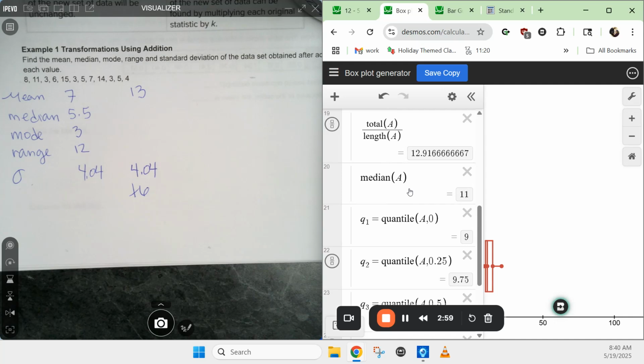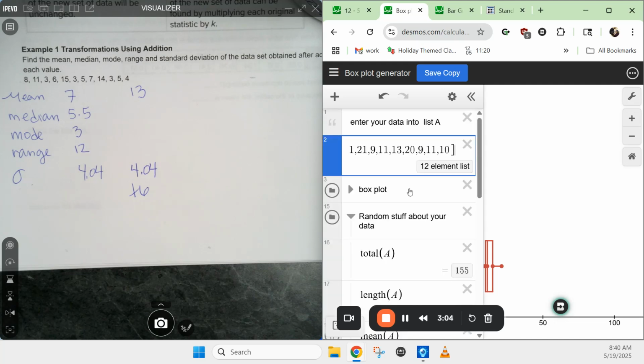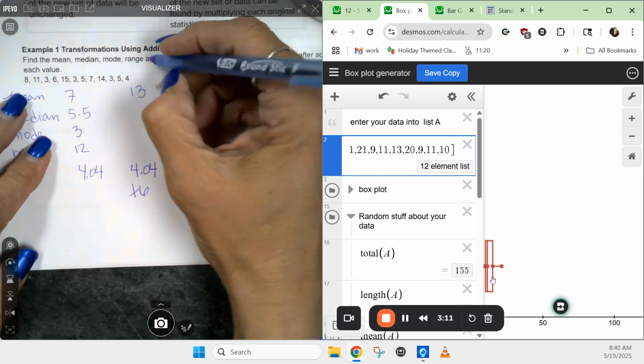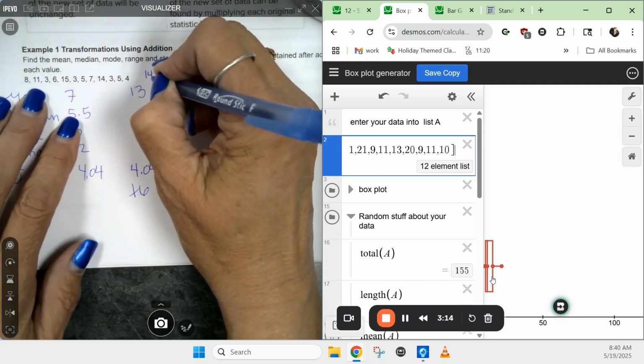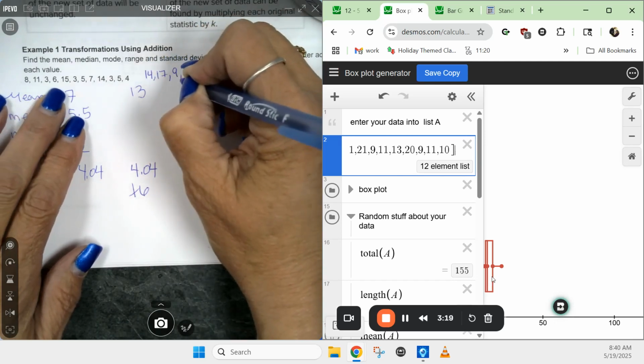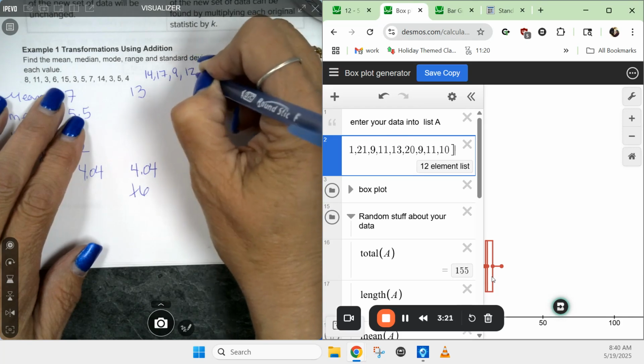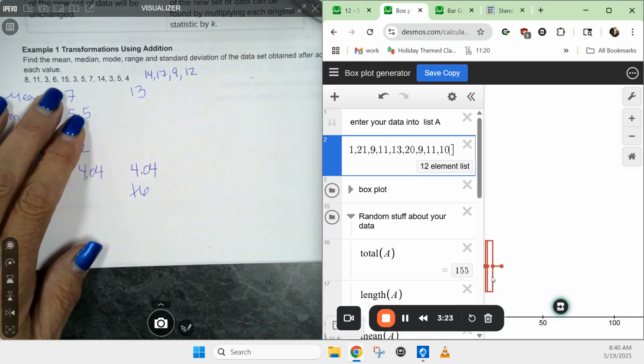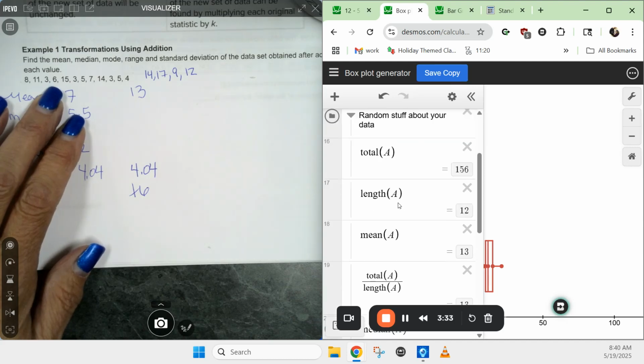The median, yeah, I typed something weird. Hold on. If I add 6, that's 14, 17, add 6, 9, 12. Oh, I think I have that in as 11. That's why. There we go. 12. Now let's look at there we go.